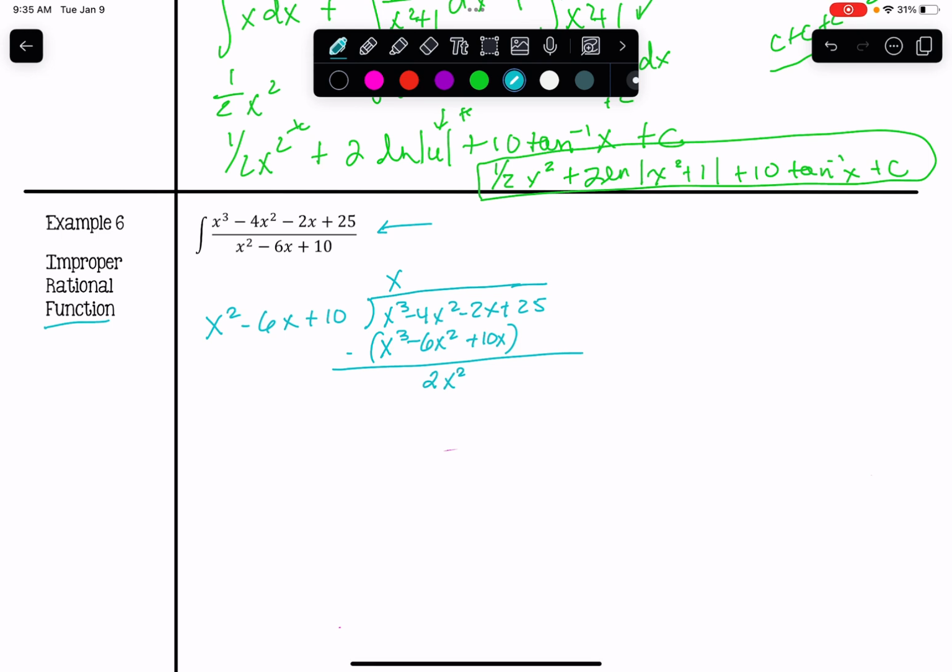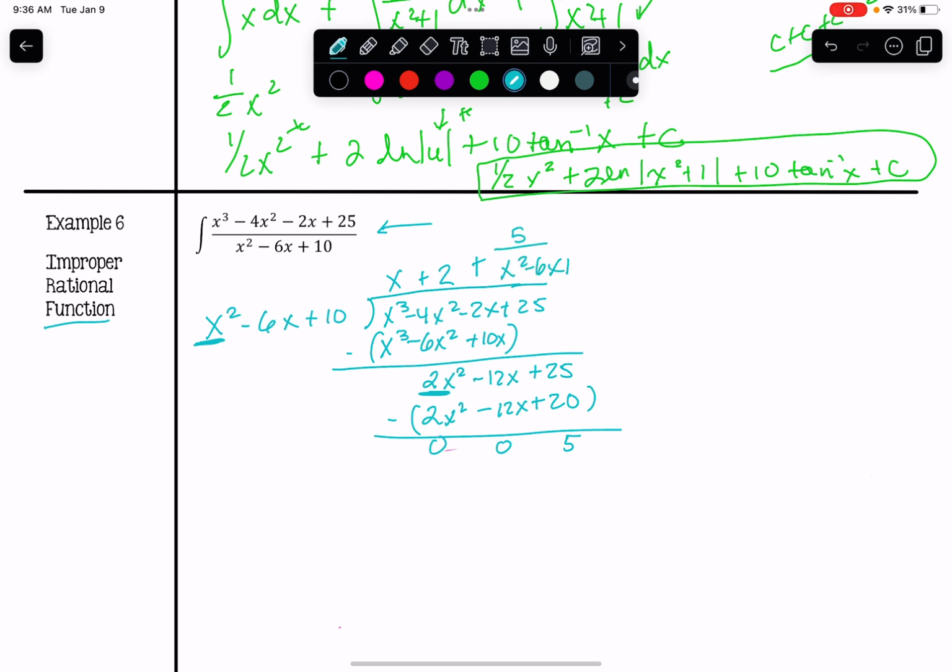And then I have a negative 2x minus a 10x, so that'd be minus 12x. And then I'm going to bring down the 25. So now I'm saying what times x squared gives me a 2x squared, so that would just be plus a positive 2. So that would be 2x squared minus 12x plus 20. So if I subtract that, this becomes 0, and I have 25 minus 20, so I have 5. So I have a remainder of 5. So it's x squared plus 2 plus 5 over x squared minus 6x plus 10.